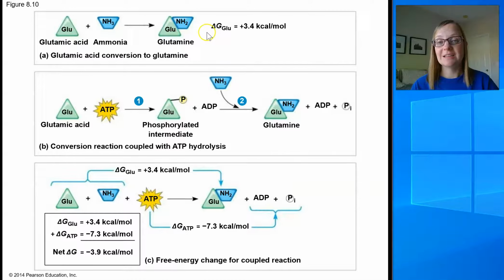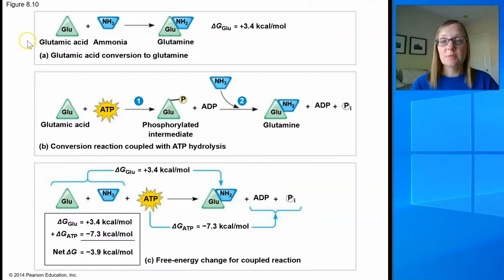The reason why I can tell it's an endergonic process is because here it gives you the delta G, the change in free energy, and the delta G is positive, a positive 3.4 kilocalories per mole. A positive delta G means this process is not spontaneous and requires an input of energy.